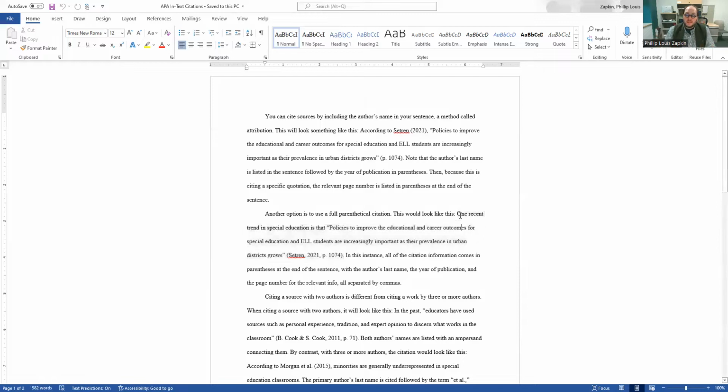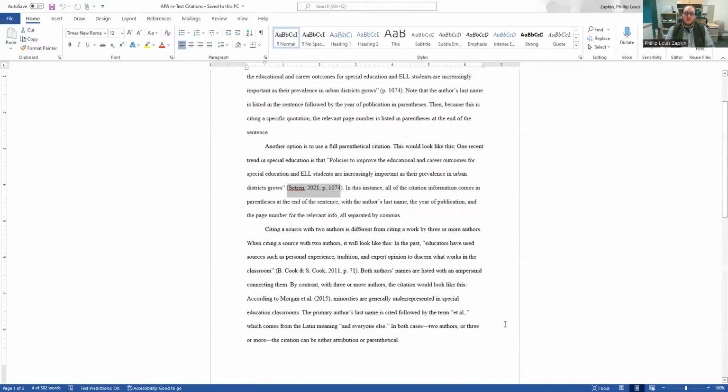So in this case, your sentence itself, before the quotation, does not tell us where this information comes from. We don't have that attribution to the author and the date, and so that information goes fully into the parentheses. Author last name, date of publication, page number or page range. Same thing. So those are the two basic options. That's the most fundamental elements of APA citation, essentially.